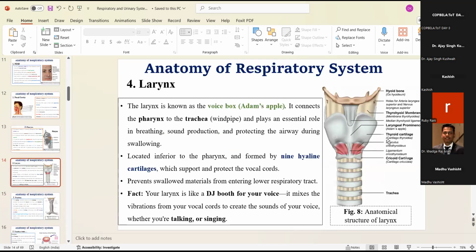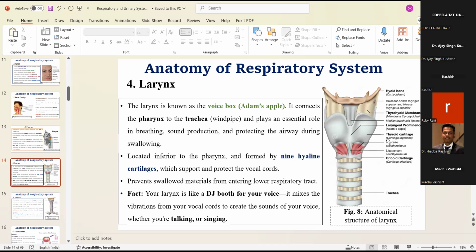The next important part of the respiratory system is the larynx. It is also known as the voice box, or the Adam's apple. The larynx connects the pharynx to the trachea. The trachea is also known as the windpipe, and it plays an important role in breathing, sound production, and protecting the airway during the swallowing process.